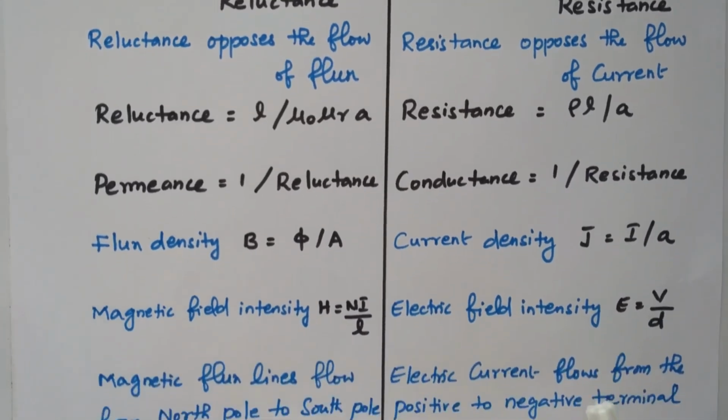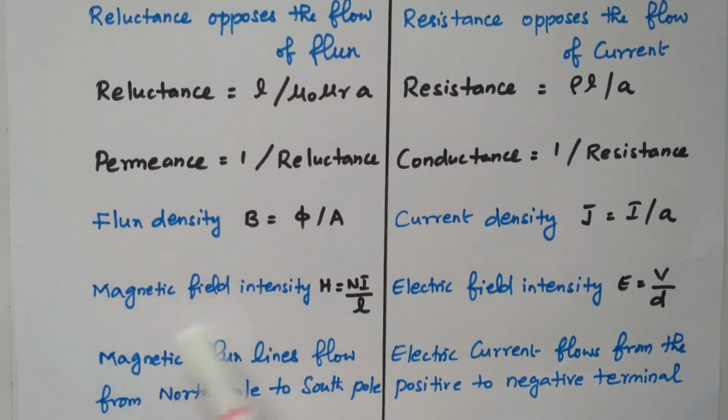Then the magnetic field intensity H is nothing but NI by L, MMF divided by length. That will give the magnetic field intensity. Similarly, the electric field intensity is given by E equals V divided by d, potential divided by distance.